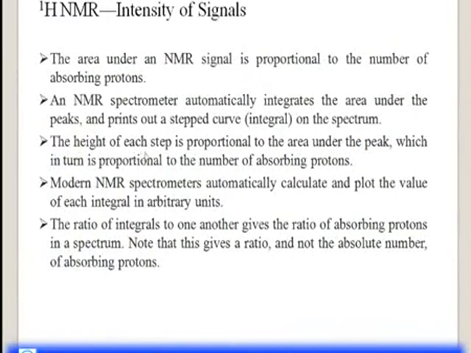The height of each step is proportional to the area under the peak, which in turn is proportional to the number of absorbing protons. Modern NMR spectrometers automatically calculate and plot the value of each integral in arbitrary units. You need not do it, it will be done by the spectrometer. The ratio of integrals to one another gives the ratio of absorbing protons in a spectrum, and note that this gives a ratio, not the absolute number of the absorbing protons.